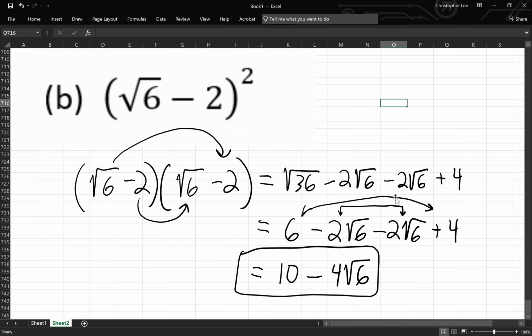So we can look at the next one. Square root of 36 is 6, right? Correct. Yeah, correct.